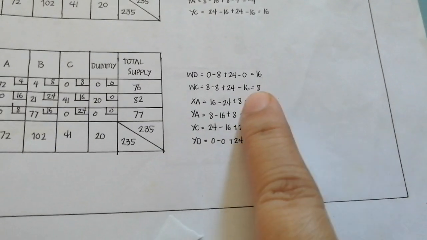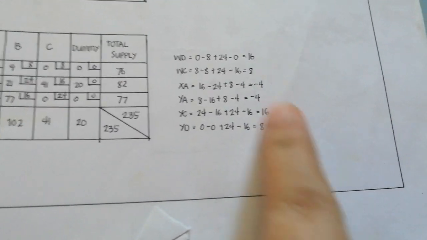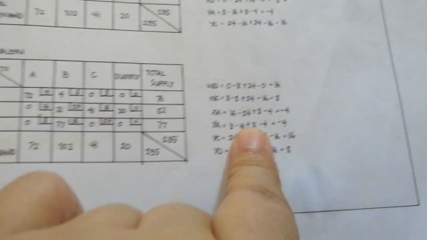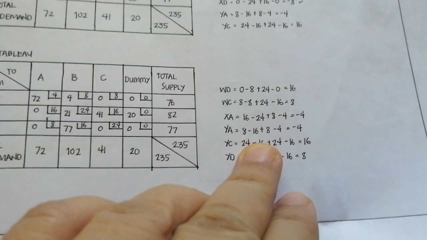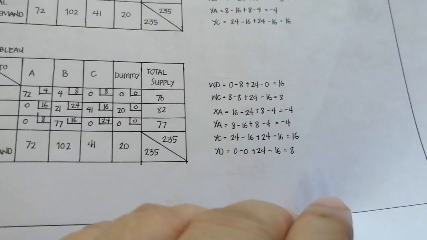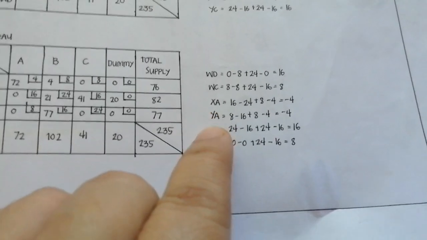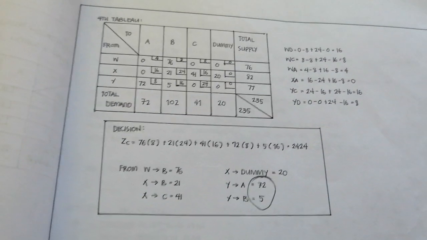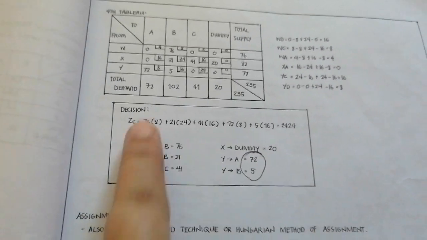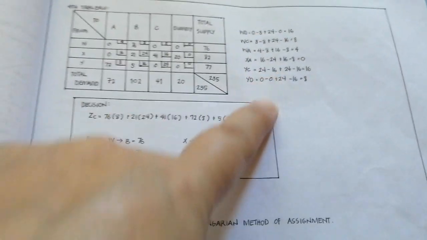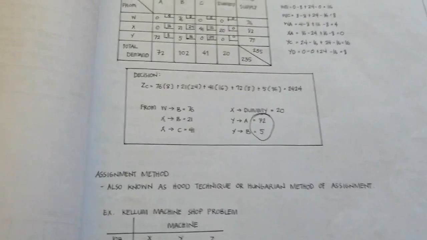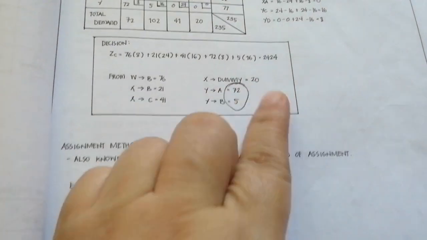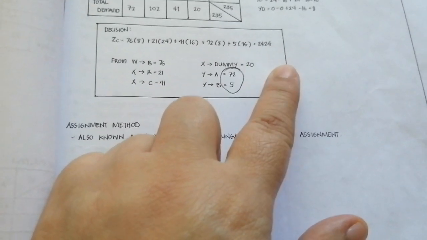If we try to look, we still have two negatives, two negative 4s. So either of the two, you'll end up with the same answer anyway, or the same cost. So it's either XA or YA. And then this is the last tableau. If you try to look, it's all 0 and positive. Ma'am, what if I made a mistake in choosing and there are more tableaus? It's okay. You end up with the same answer, the same cost, which is 2424.